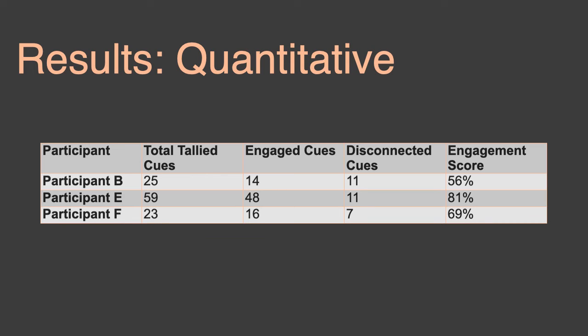In addition to observing videos for knowledge acquisition, we also studied the gesture analysis to better measure participant engagement in the discussions. The results of this gesture analysis are shown in this table, and the entire breakdown of our gesture analysis can be found in our report in Appendix K. Participant E proved to be the most engaged in the discussion, with 48 engaged cues and only 11 disconnected cues, reflecting an engagement score of 81%.